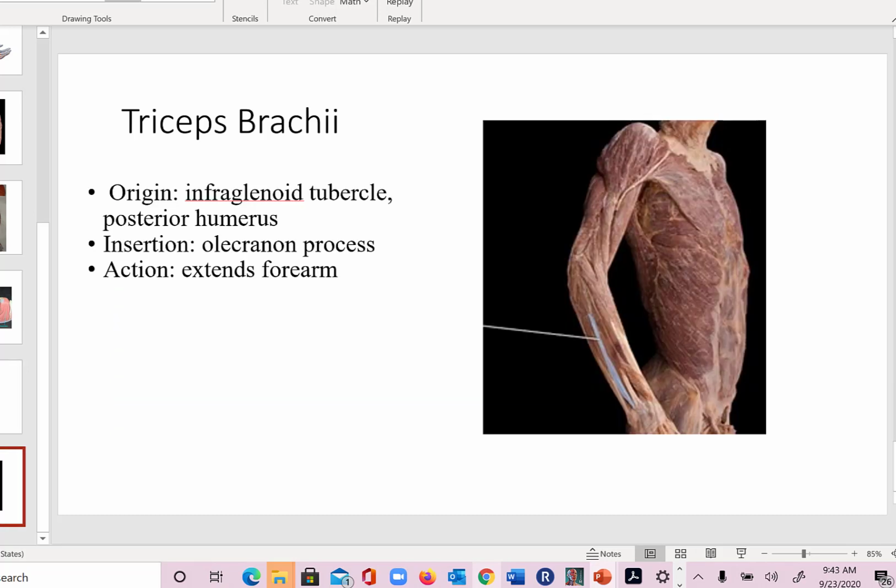Here is a cadaver view of the triceps brachii, and again we can see two of those heads here. That is the triceps brachii.